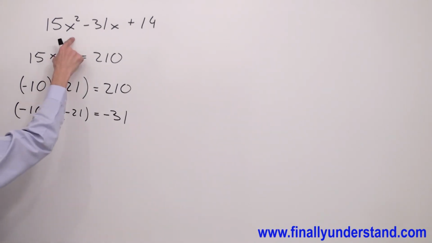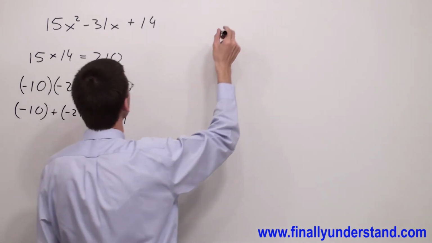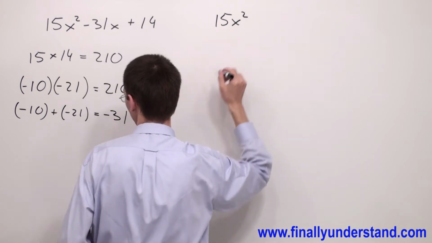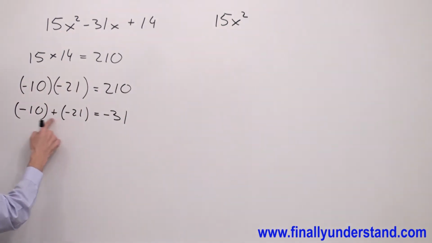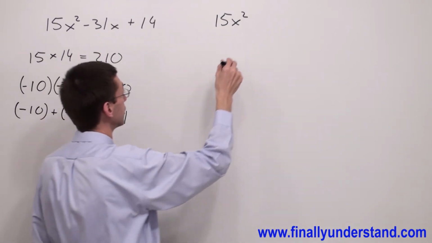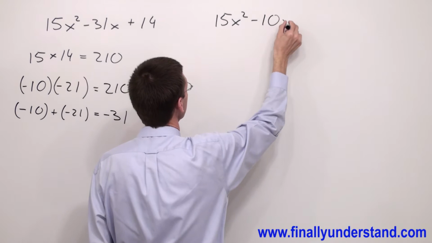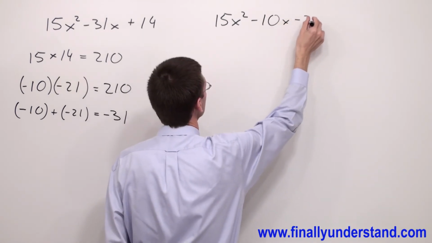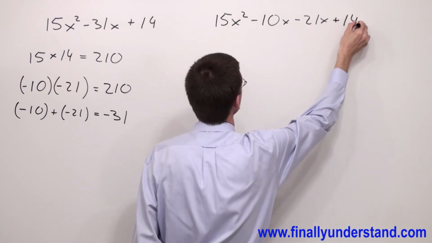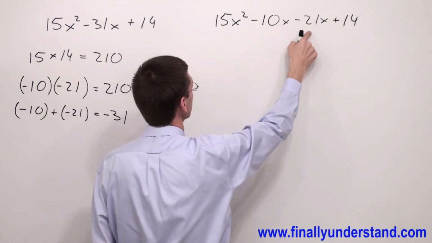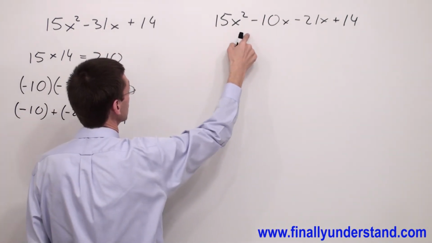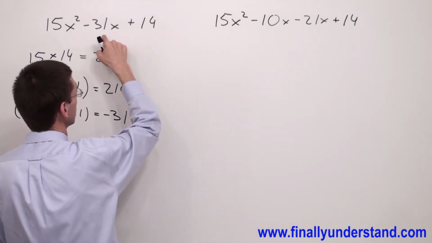Next, I'm supposed to rewrite this trinomial, and I'm going to have 15x squared. I'm supposed to use these two numbers to express my second term. So I'm going to have minus 10x minus 21x plus 14. Negative 10 and negative 21 one more time is equal to negative 31. That's why this expression is equal to this one.